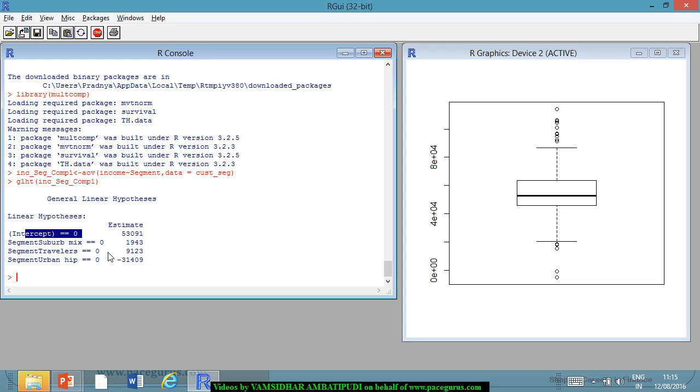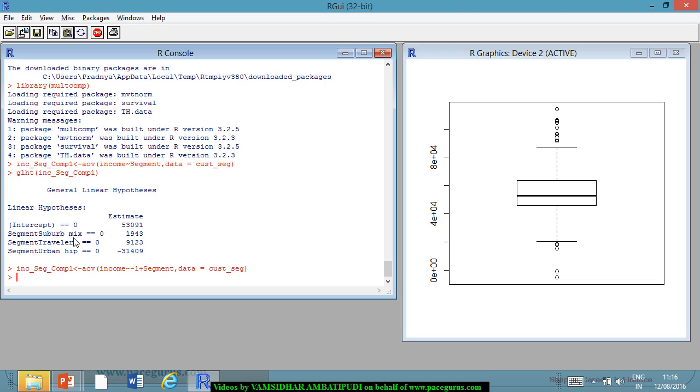But rather than that, if I want to keep all the 4 groups as a part of the model, then remove the intercept from the model. So when I am computing INC comp1, instead of just saying segment, I will set -1 plus segment. -1 itself indicates that I don't want the intercept part. So this is my new ANOVA model that is getting created. That is what I'll give as an input to my GLHT.